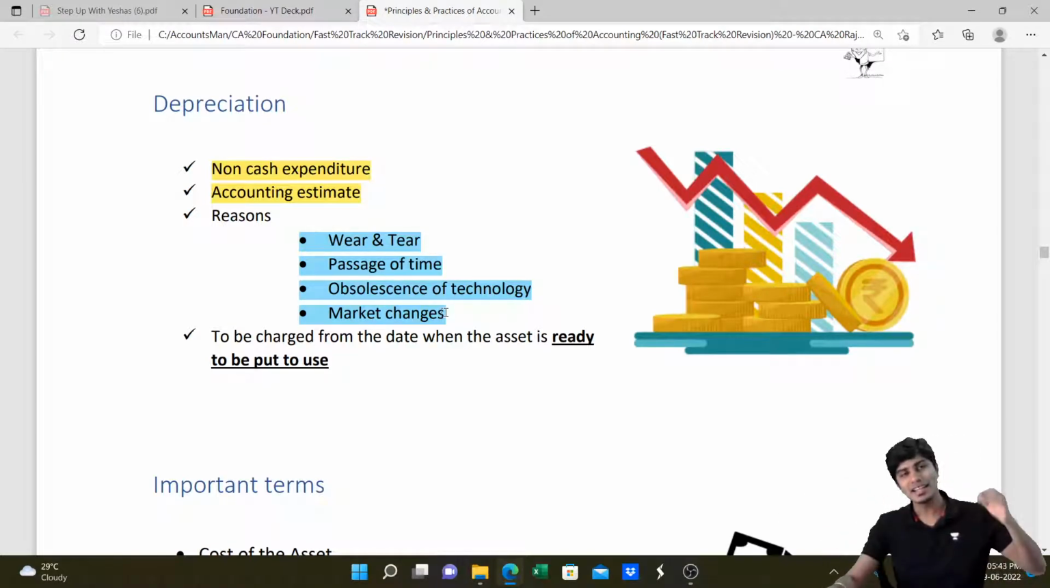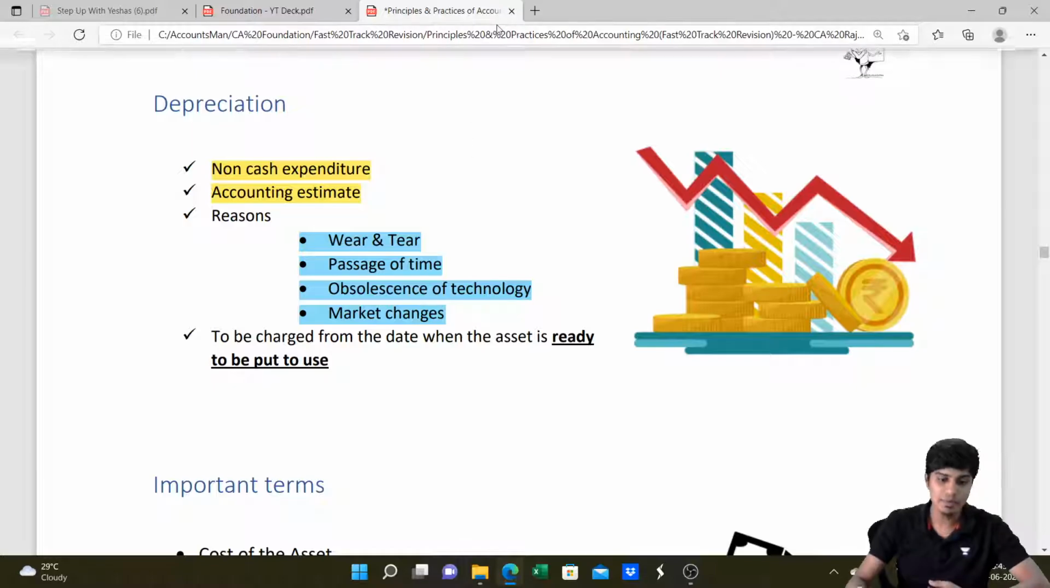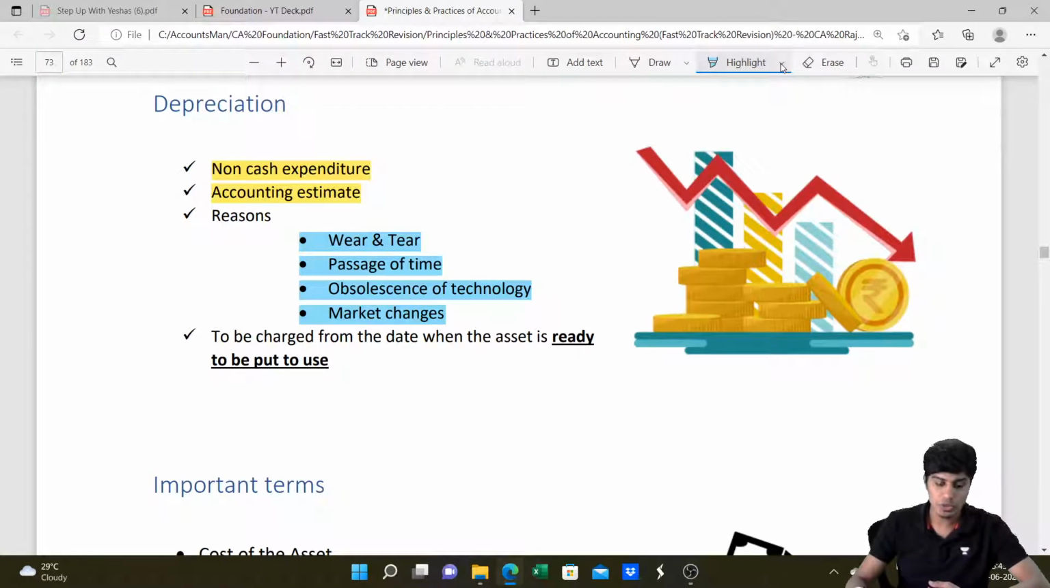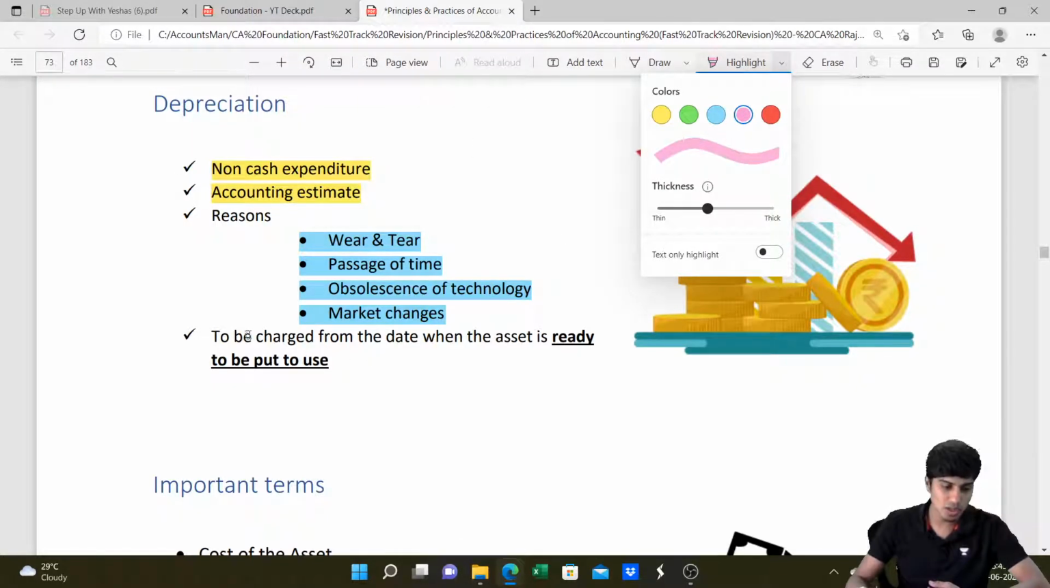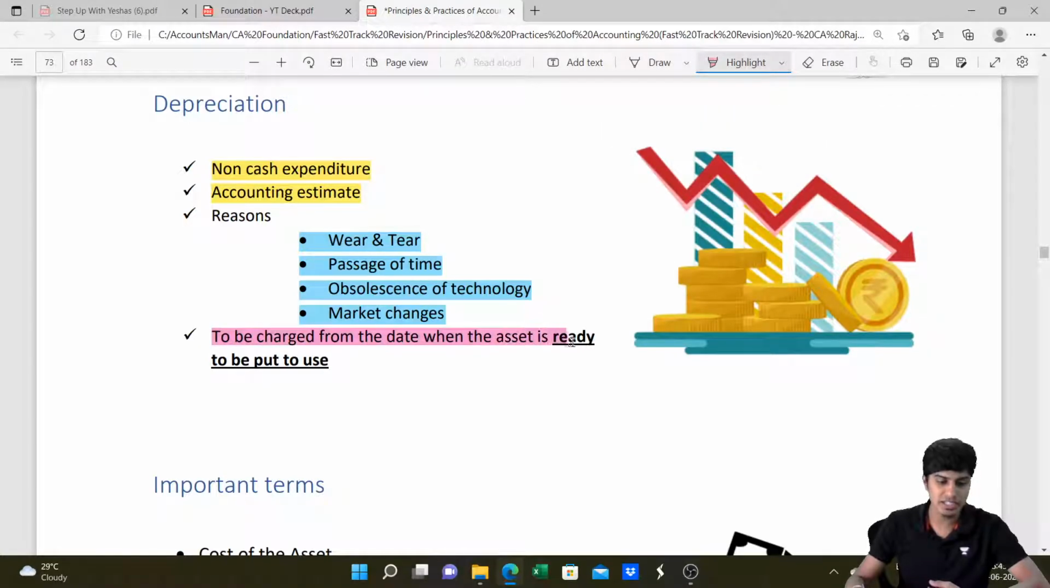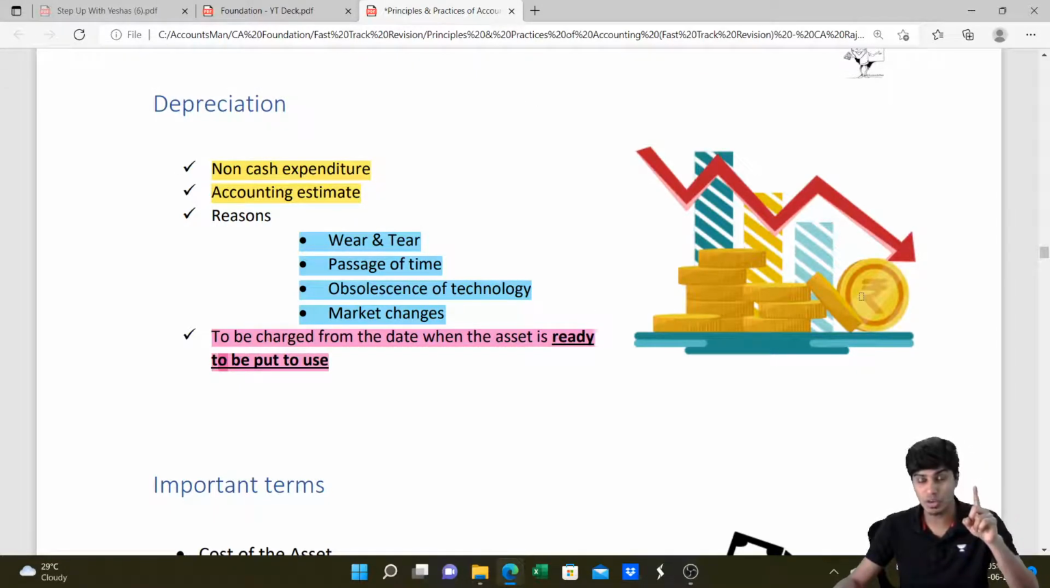You got this? And depreciation should be started the moment the asset is ready to be put to use. So till the time the asset is not ready to be put to use, we will not be charging depreciation. We will start depreciating the asset when it is ready to be put to use. It doesn't matter whether you're using it or not. All that matters is, is it ready to be used?